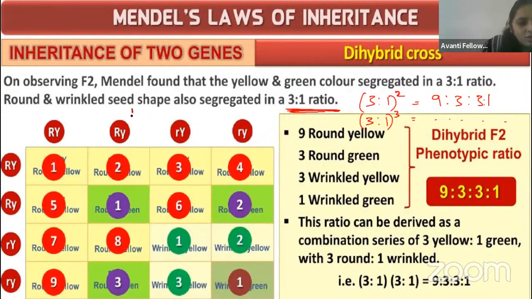We will get the genotypic ratio: 1:2:1, and 2:4:2, and 1:2:1. Right, guys? Very good, Lakhan. Very good, Samuel. Yes.